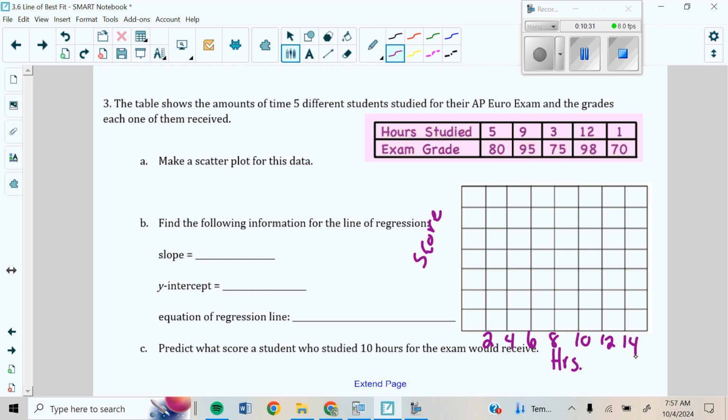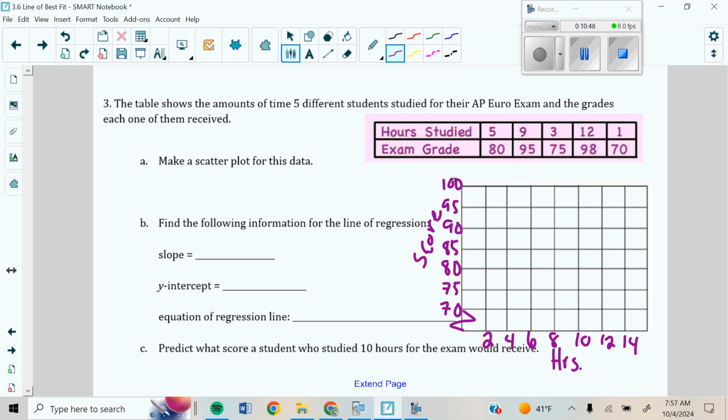And then for score, we're going to put a jump in our graph. So a little zigzag there. And then that line is going to start at 70. And I'm going to go up by 5. So 75, 80, 85, 90, 95, 100. All right, so we're going to go ahead and graph these.